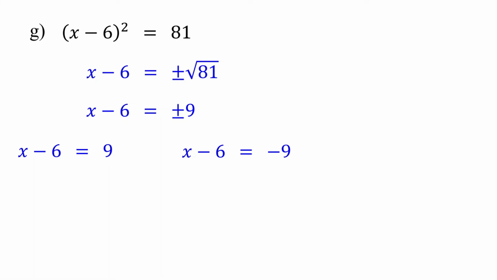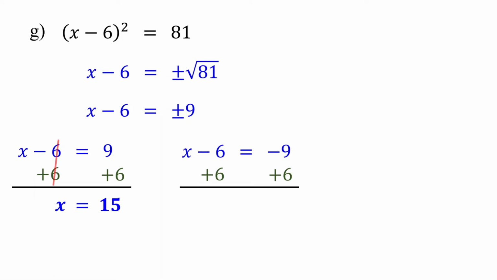The next step is to solve each equation. Let's start with the first equation. Add 6 to both sides to isolate x. These cancel out, and 9 plus 6 is 15. For the second equation, again, add 6 to both sides. Cancel out these. Negative 9 plus 6 is negative 3. Therefore, the solutions are x equals 15 or negative 3.